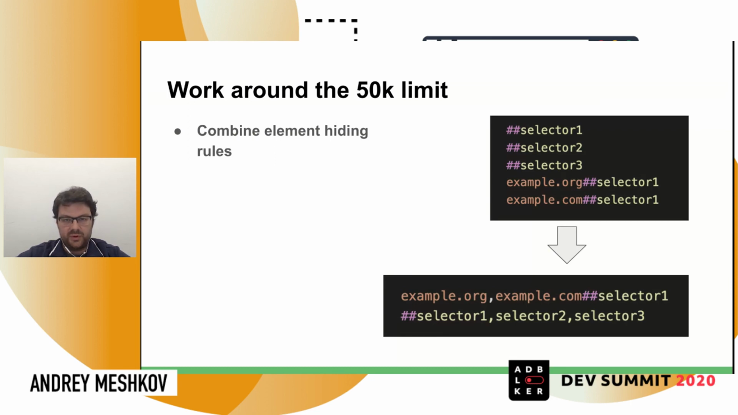Now, our converter library does not simply convert rules from the traditional syntax to the content blocking syntax. It also compresses it by combining element hiding rules when it's possible, so that multiple element hiding rules are converted to fewer content blocking rules. You can see on this slide how it's done. I guess if you're familiar with the syntax, you will get the idea. This helps a lot, but, well, it is still not enough.